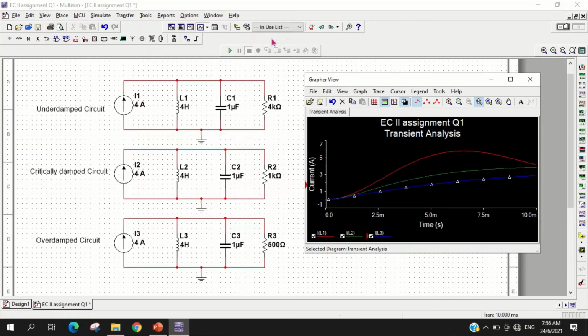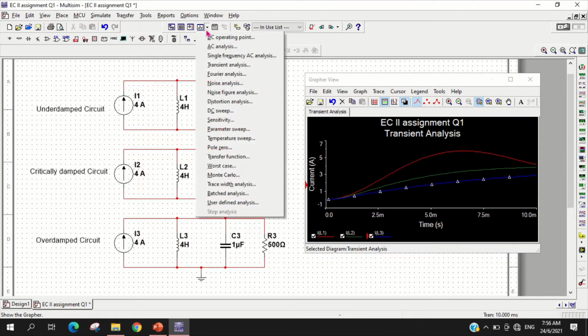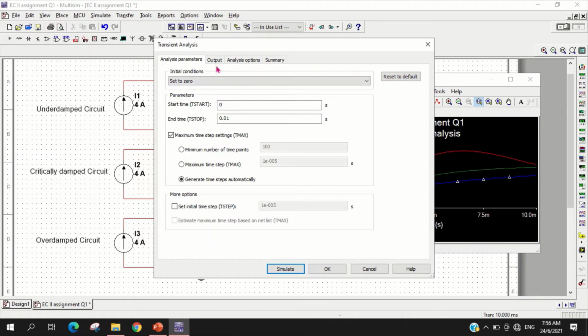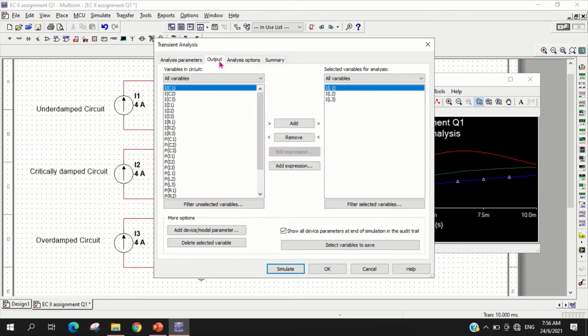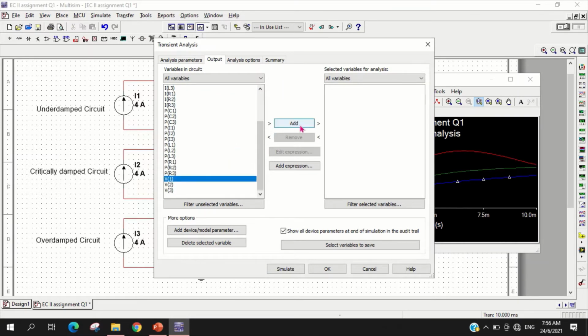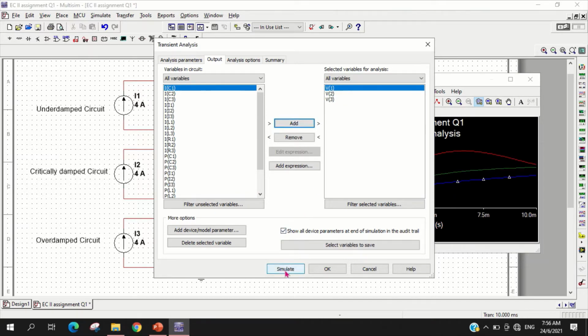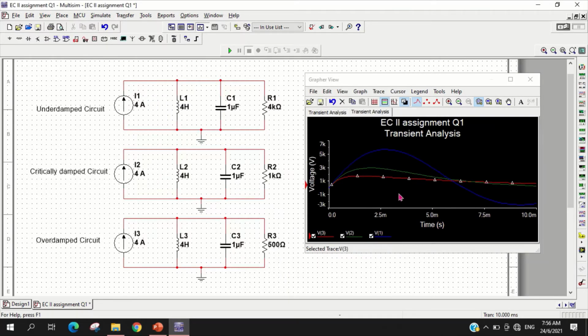We can also generate the graph for the voltage across the capacitor. Just remove the IL1 here, and then we choose the voltage, and then we press simulate. So this is the graph generated from the simulation.